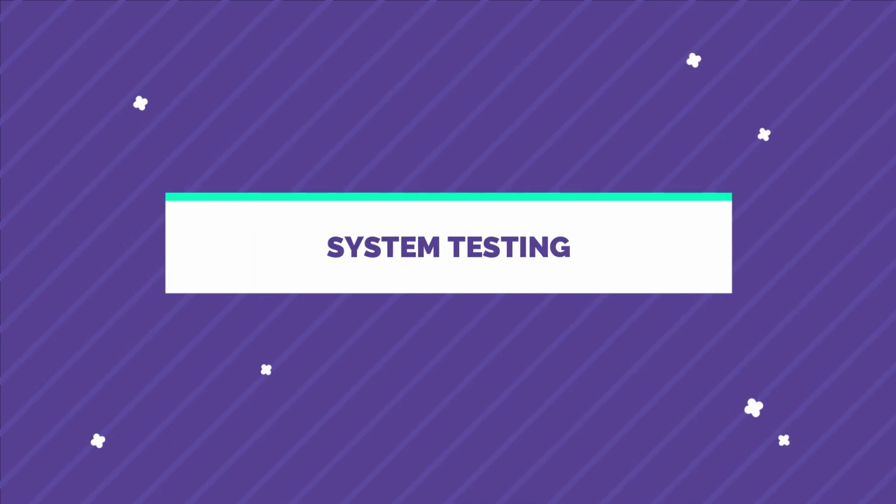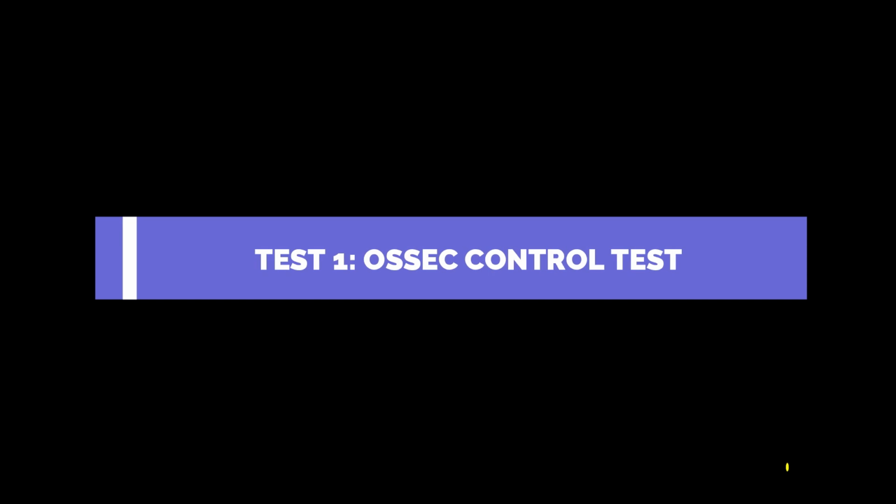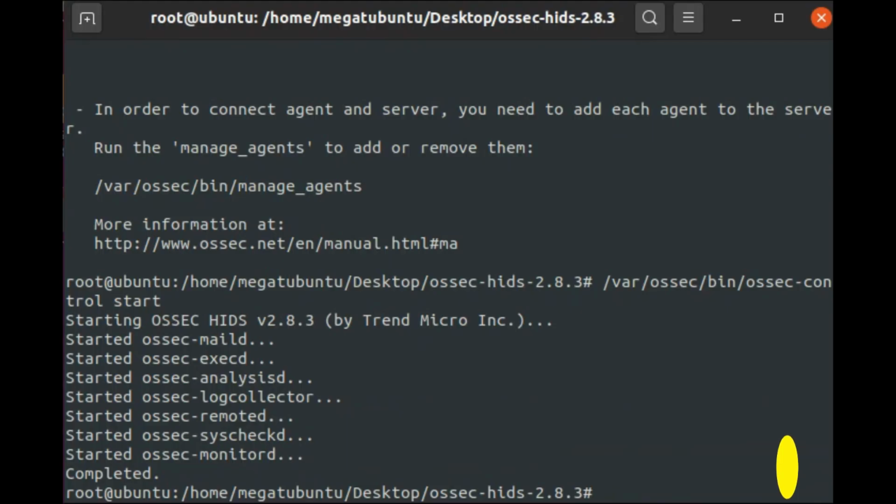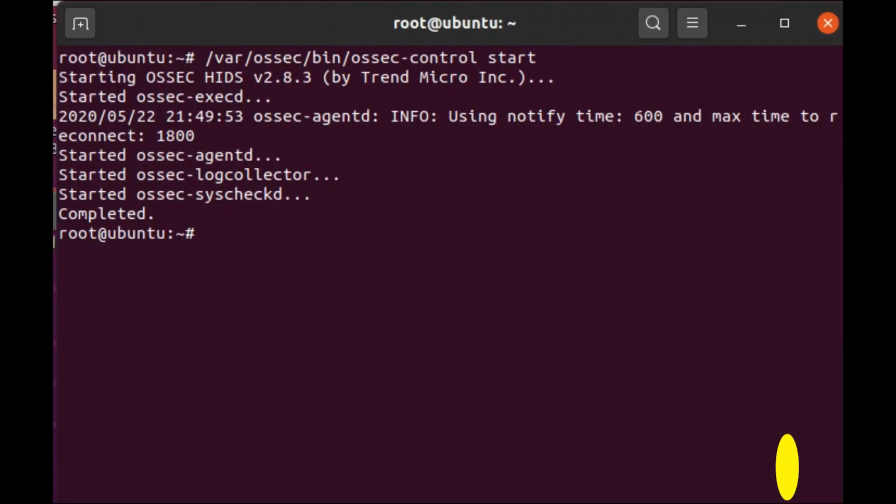Part 4, System Testing. This testing is divided into 8 types of test. Let us go for first test, Ossec control test. Entered the command to start Ossec for both server and agent. The output will show no error during start or restart the Ossec.